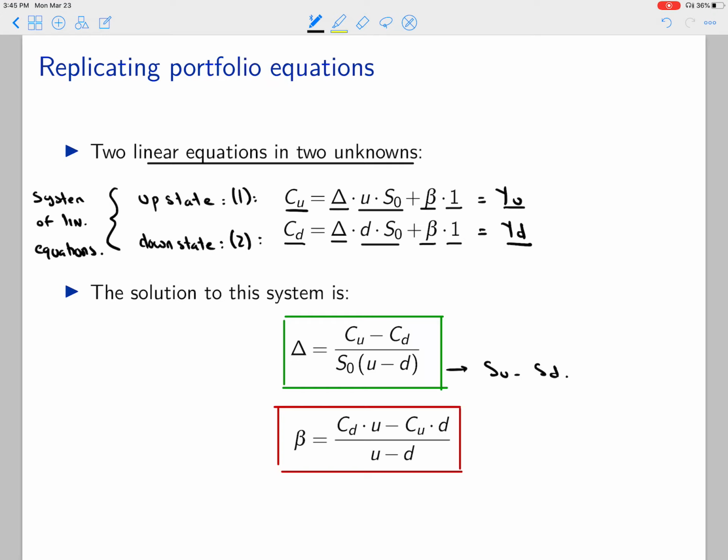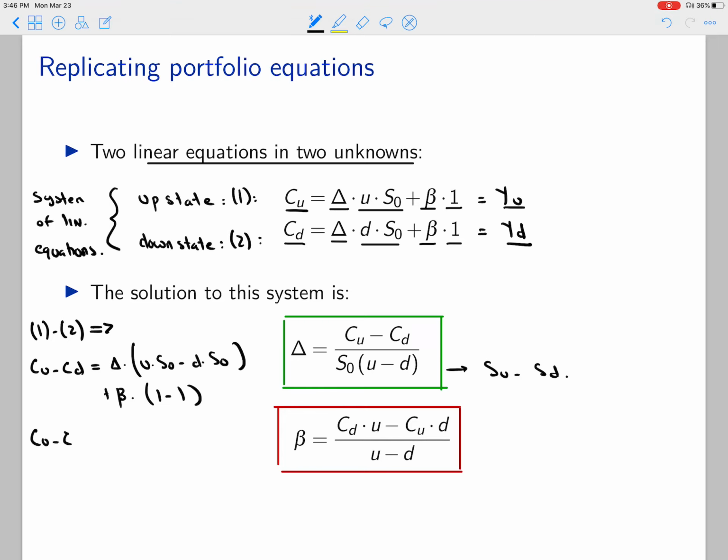So suppose you subtract equation 2 from equation 1. So you take equation 1 and you subtract equation 2. What are you going to get? Well, equation 1 minus equation 2 on the left-hand side is going to be C sub u minus C sub d. And on the right-hand side, if you group like terms, it's going to be delta times the terms that are next to delta, u times S0 minus d times S0, plus whatever's in front of beta minus each other. Okay, simplify this out.